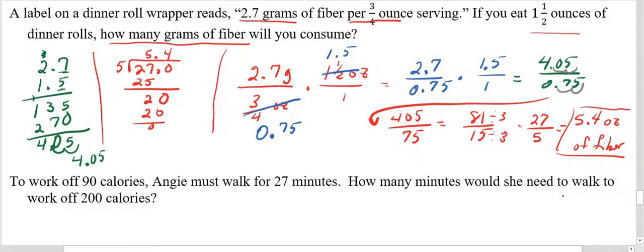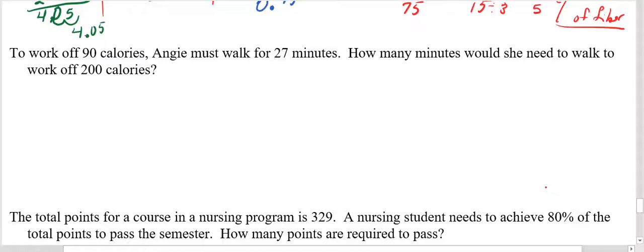And then my last word problem. Alright. Now, this one, let's read it. To work off 90 calories, Angie must walk for 27 minutes. How many minutes would she need to walk to work off 200 calories? I can set this one up as a proportion because I've got 90 calories compared to 27 minutes, and I want to know how many minutes to walk off 200 calories.